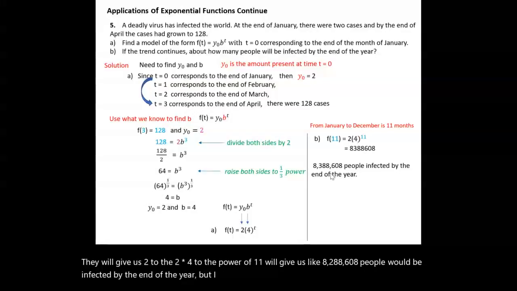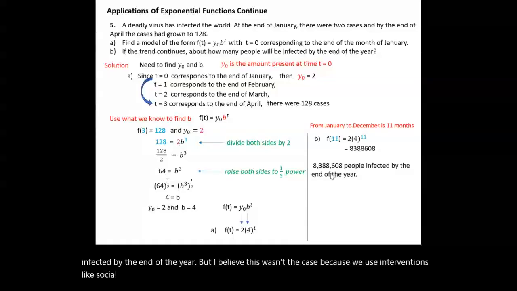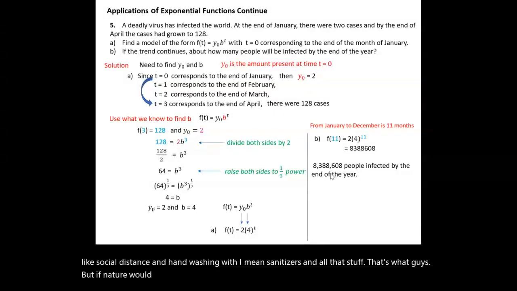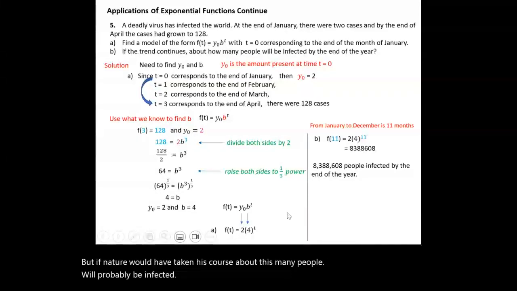But I believe this wasn't the case because we used interventions like social distancing and hand washing with sanitizers and all that stuff. That's what helped. But if nature would have taken its course, about this many people would probably be infected. Okay.